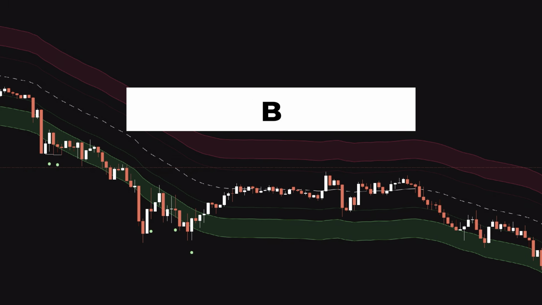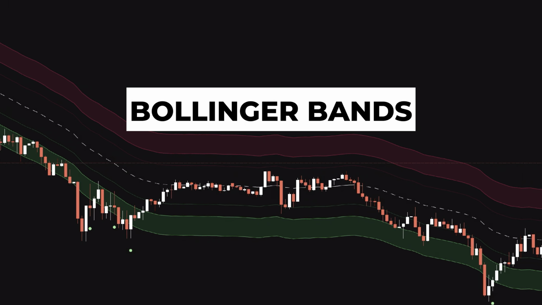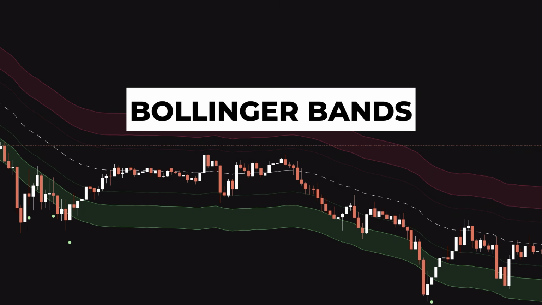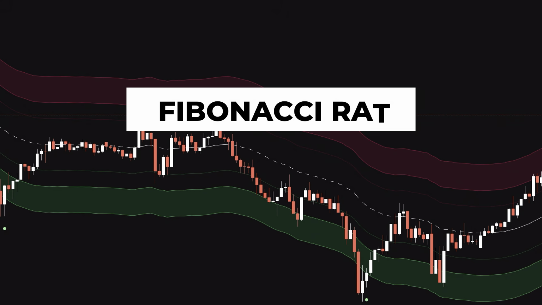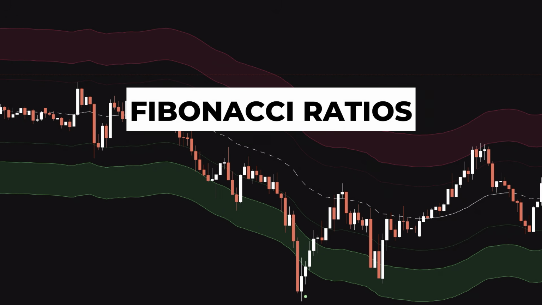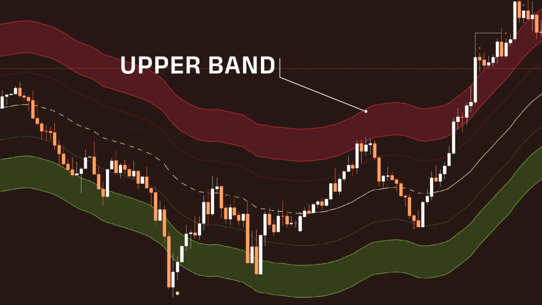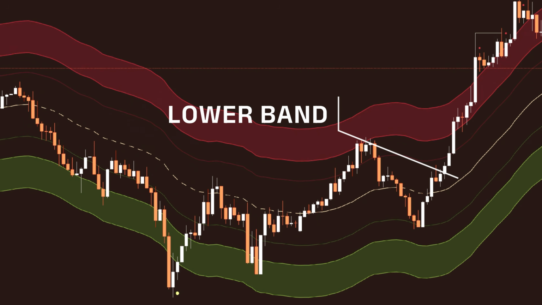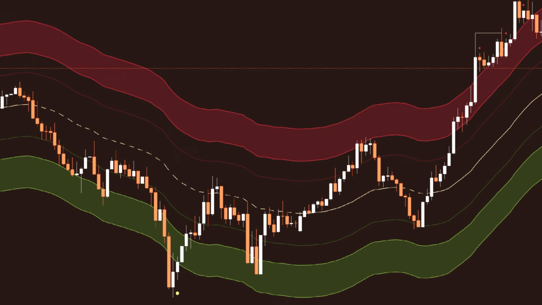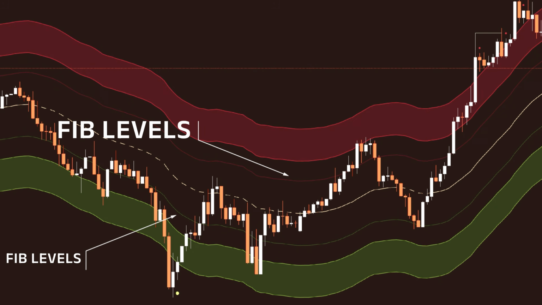It takes the logic of Bollinger Bands, which measures price volatility around the moving average, and it layers Fibonacci ratios on top of that structure. What you've got on the chart is a clean channel with an upper band and a lower band, and a midline running through the center. And inside that channel, additional Fibonacci levels that define the boundary of normal price behavior.